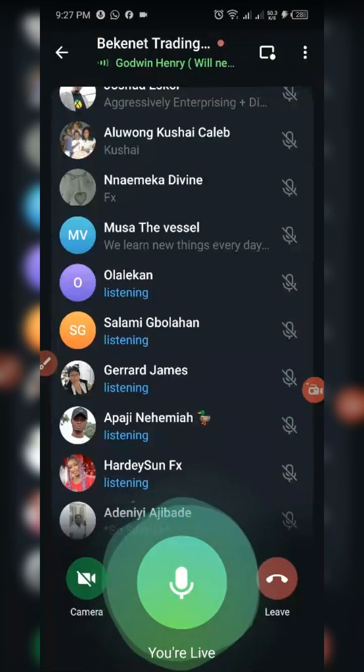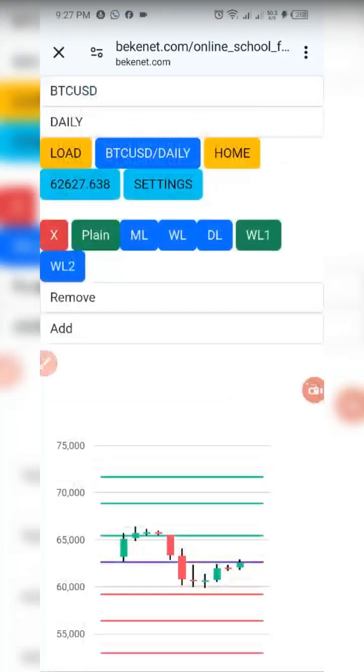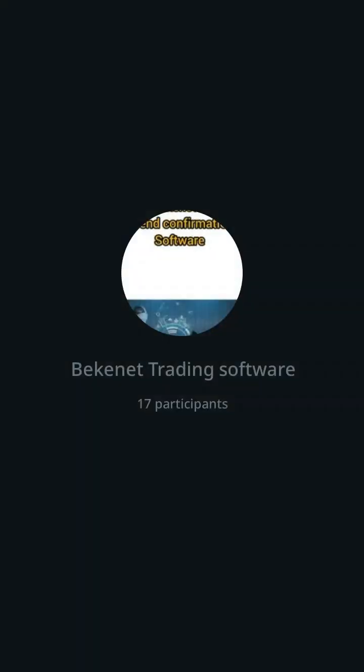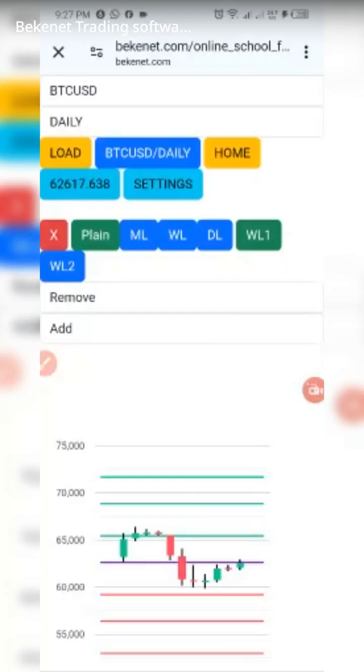Okay, look at it. It's very simple. Just tap the green line. Tap any of the lines. You see the price. Are you seeing the price? Yes, I'm seeing it. Very simple. So you can just write it down and put it as your take profit.